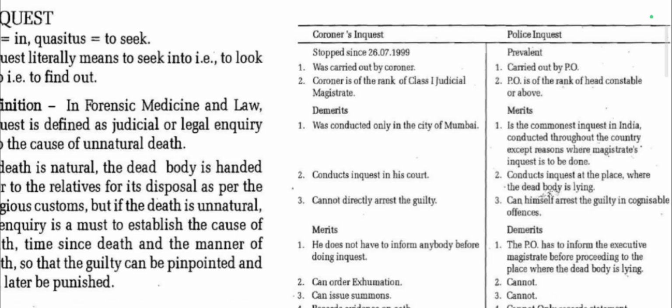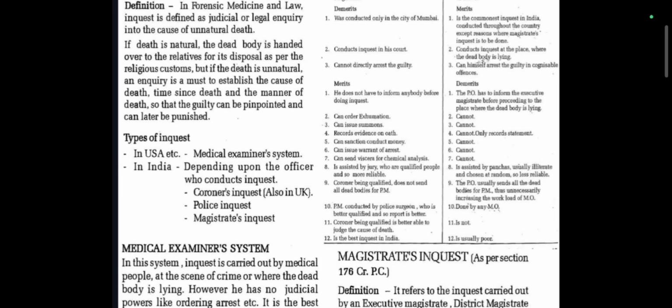We also know that a police officer conducts the inquest at the place where the dead body is lying. So these are the simple points. We just have to recollect those points while writing. Read this once and we all would be able to write this.